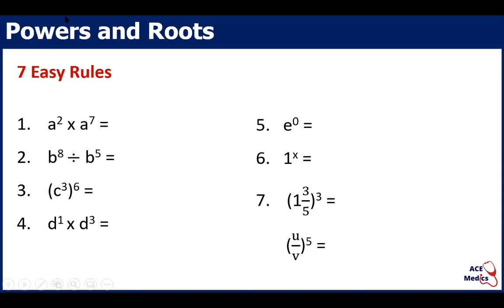So we're going to go over some rules first and then go on to some questions and then some trickier rules. So I'd say there's about 7-ish easy rules and about 3 quite tricky rules to get your head around. So we've done a few of these already when we were looking at algebra. So let's go through those ones first. So a squared multiplied by a to the power of 7 is what? Someone want to pop it in the chat.